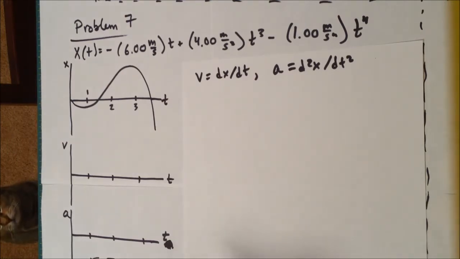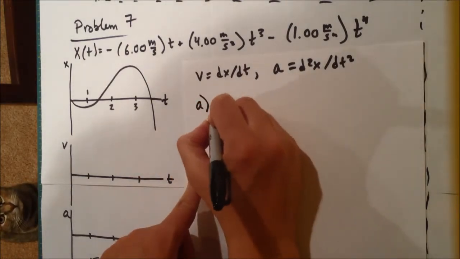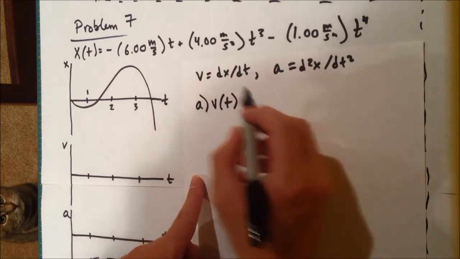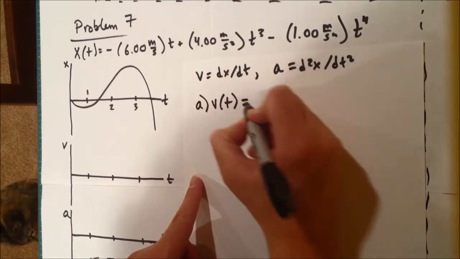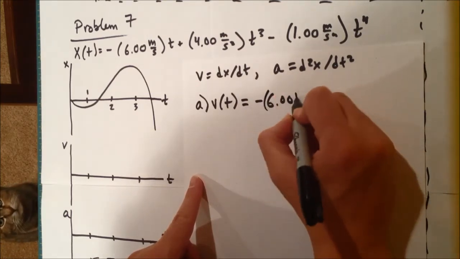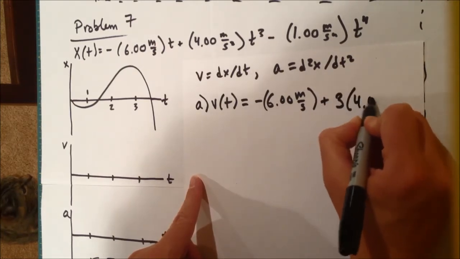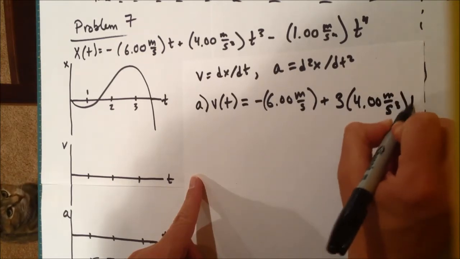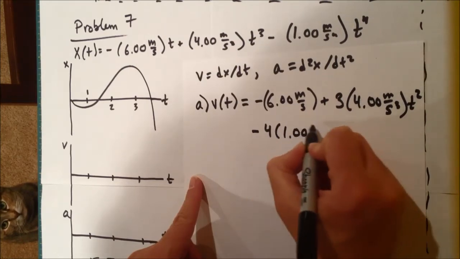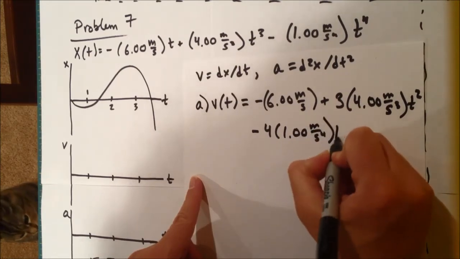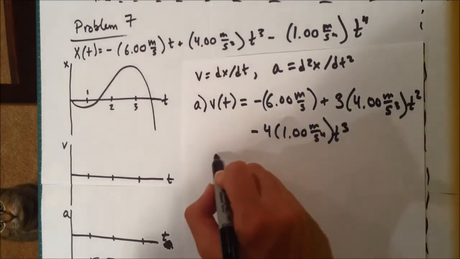So part A says, based on the equation, what is the velocity over time? So what we need to do here is, given this equation for the position, take the derivative, and we get negative 6 meters per second, plus we get a 3 times 4 meters per second cubed times t squared, minus 4 times 1 meters per second to the fourth times t cubed. And we can multiply these through to simplify.